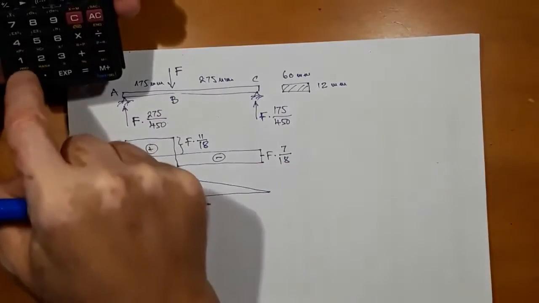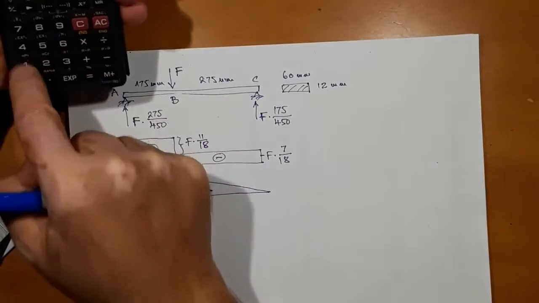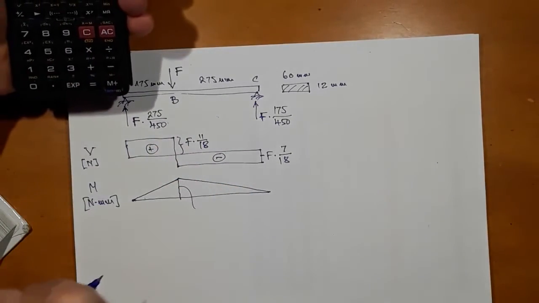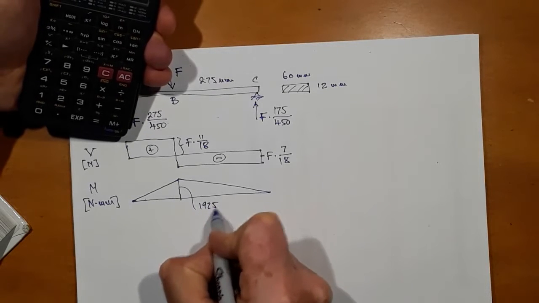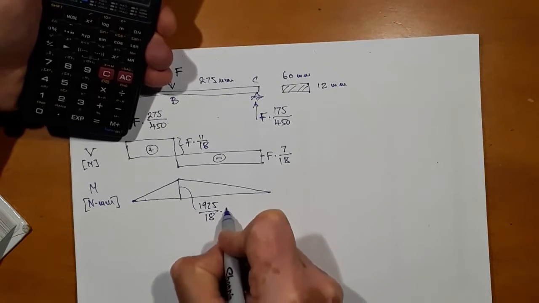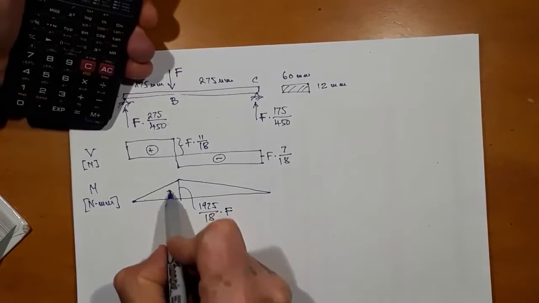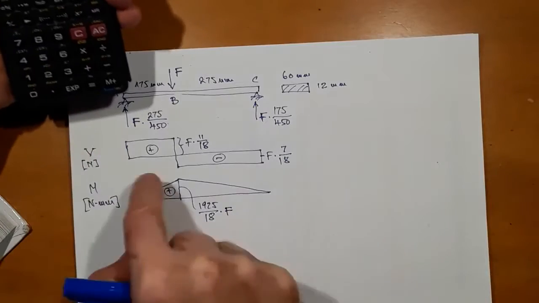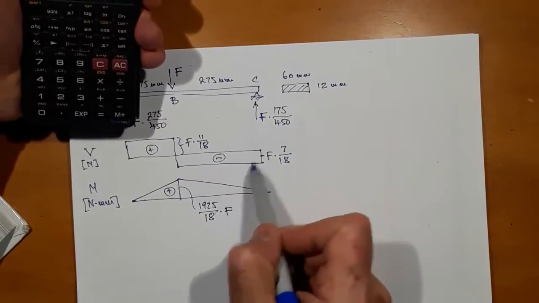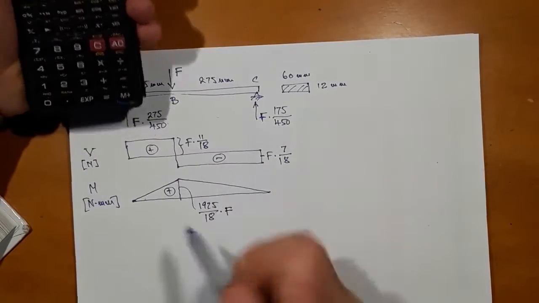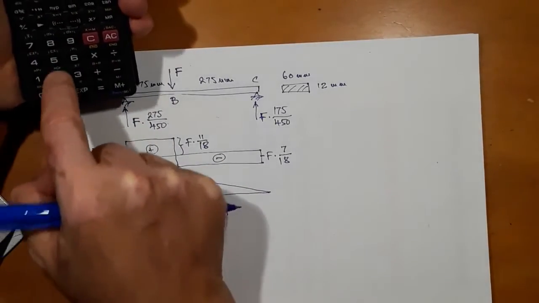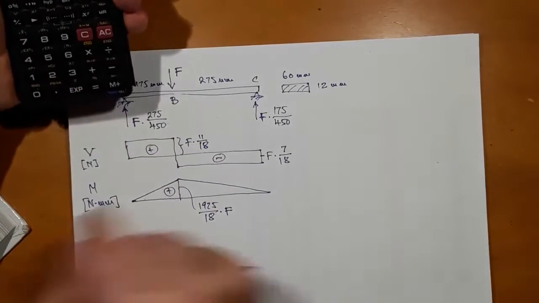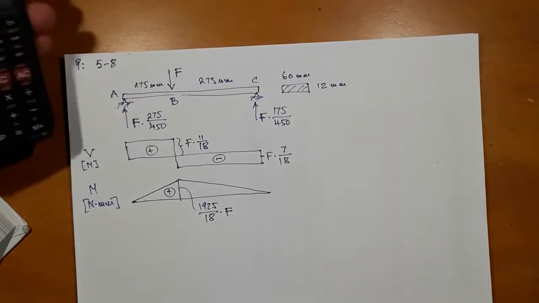so 175 times 11, okay, 1925 over 18 F. Okay, positive moment. Same should be if we go the other way. So the area under this rectangle is 7 over 18 times 275. Same value. Okay, so we have the moment diagrams.